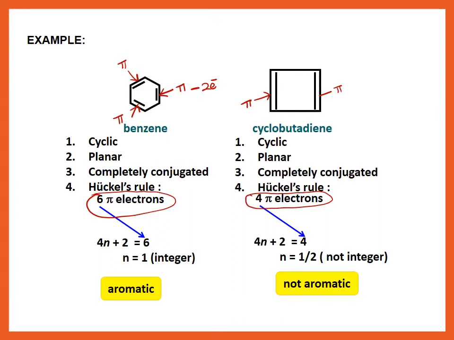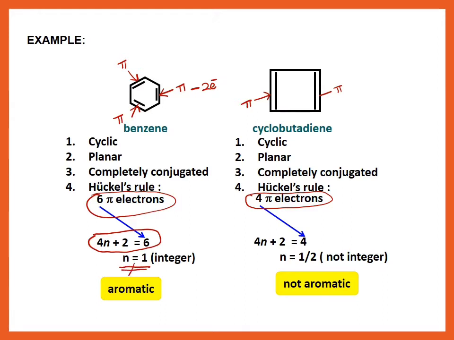Okay, so how to prove it? By using Huckel's rule. Just now we know that the formula of Huckel's rule is 4n plus 2. It says that 4n plus 2 must equal the number of pi electrons. Look at benzene here. 4n plus 2 equals 6. 6 refers to the pi electrons inside the benzene ring. Now you calculate the n.